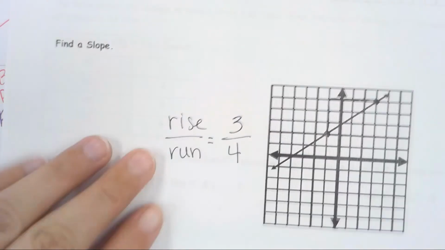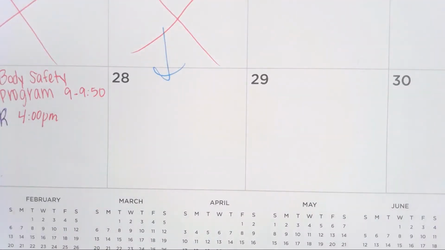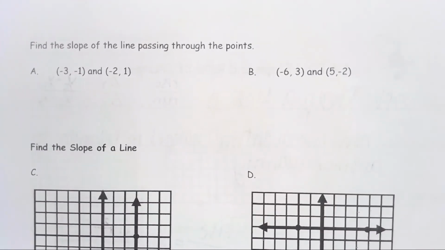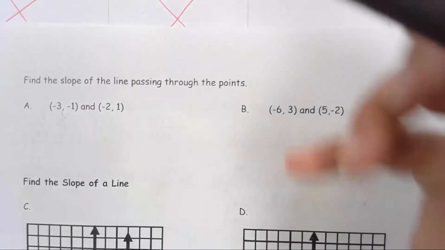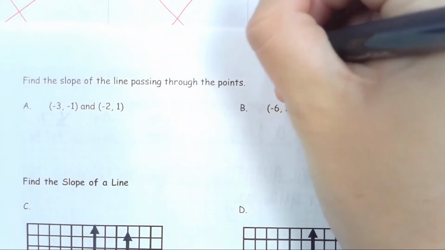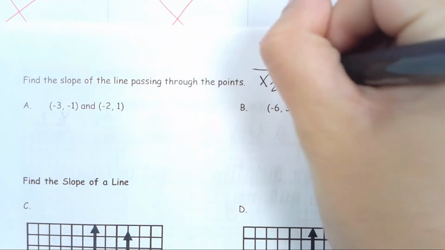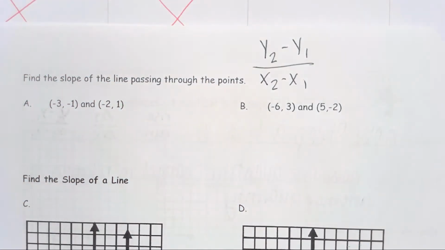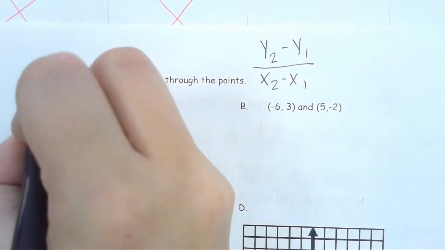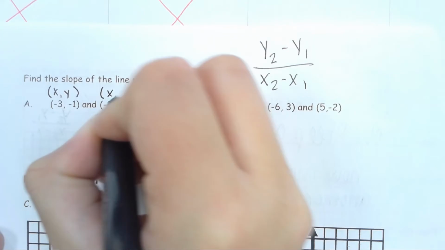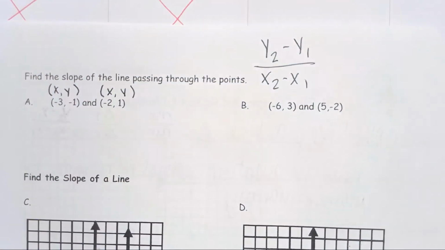Alright, flipping over to the next page now. So now we are going to find the slope of the line that passes through the points -3, -1, and -2, +1. So remember, the formula that we're using here when you're looking at 2 ordered pairs to find slope is y2 minus y1 over x2 minus x1. And remember, ordered pairs are always in the format x comma y, where your first value is your x value and your second value is your y value.